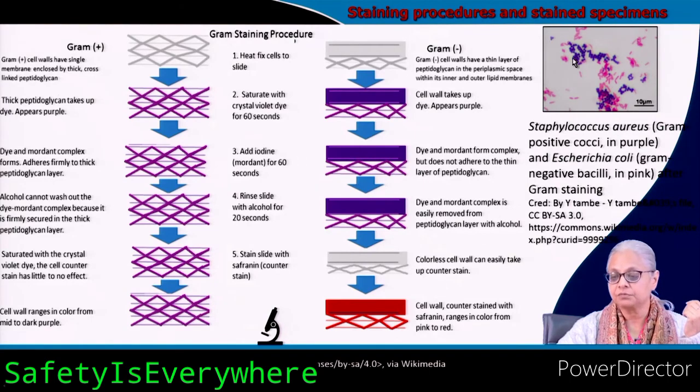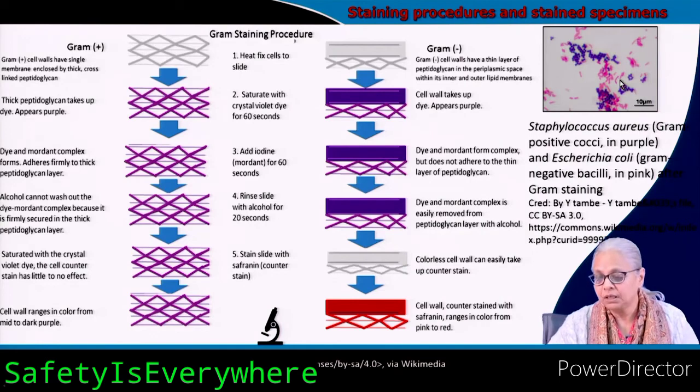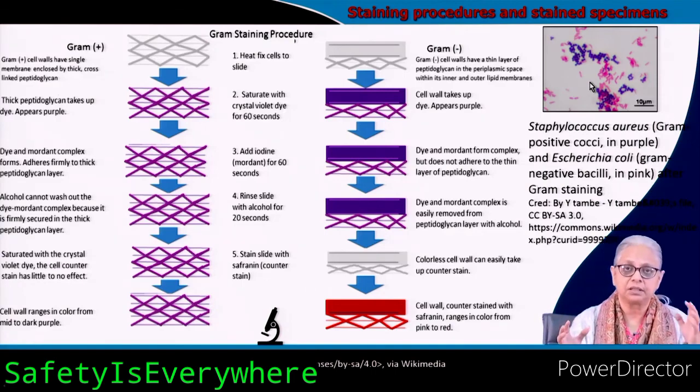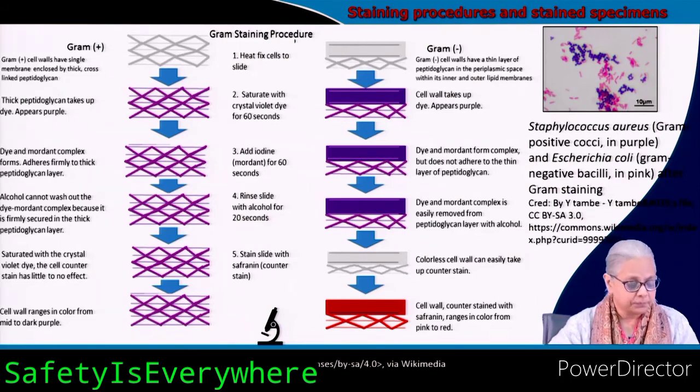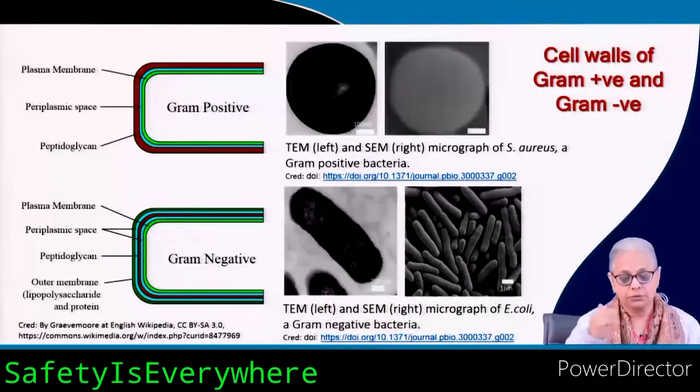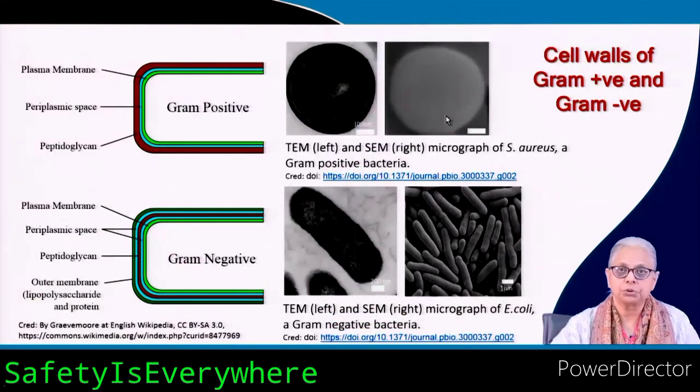The gram-positive cells are purple. These are Staphylococcus aureus, and the others are rod-shaped, and that's E. coli, a gram-negative bacilli in pink. So here you can visualize very clearly the shape as well as the size of these different types of bacteria. I've already shown you schematics in the previous topic about gram-positive and gram-negative bacteria.